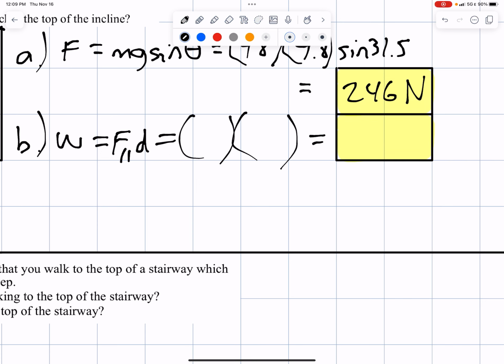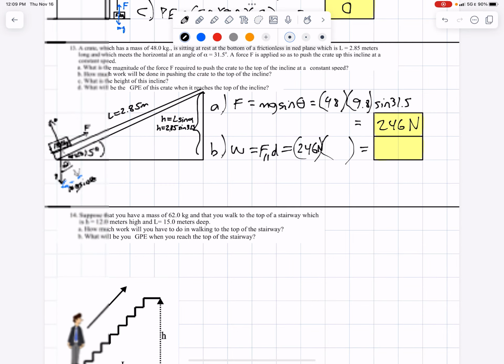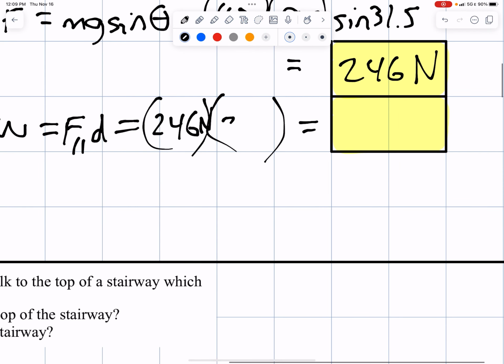Right, which would be 246 newtons times the length of the incline, 2.85 meters. Do this right, you should get about 701 joules.